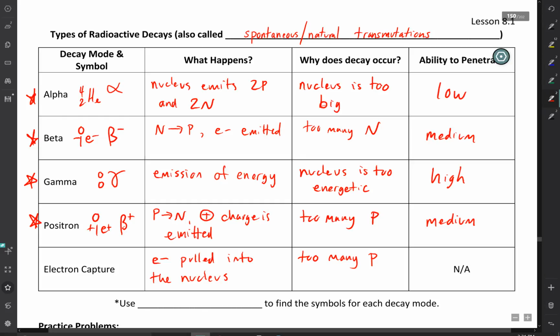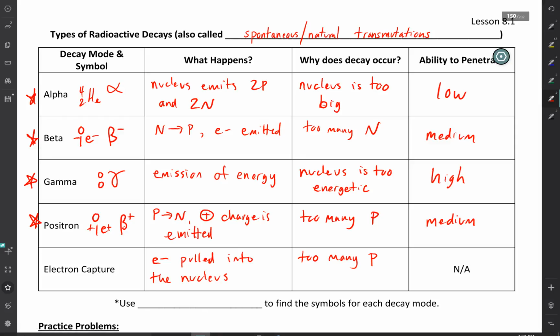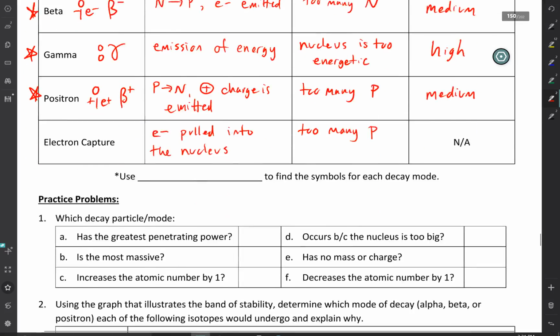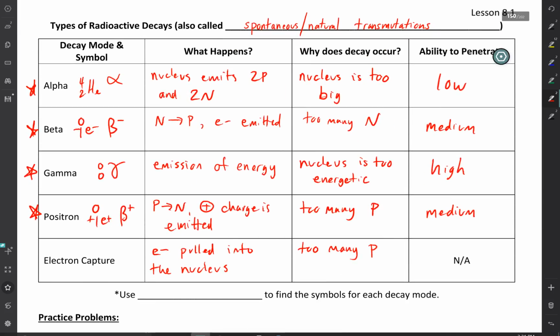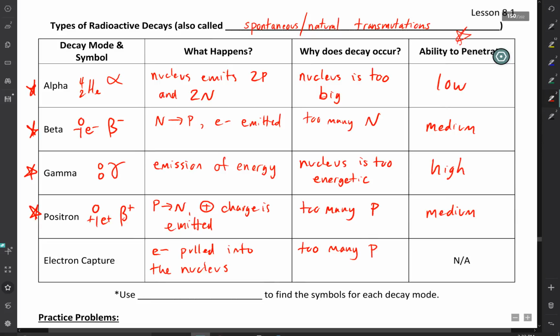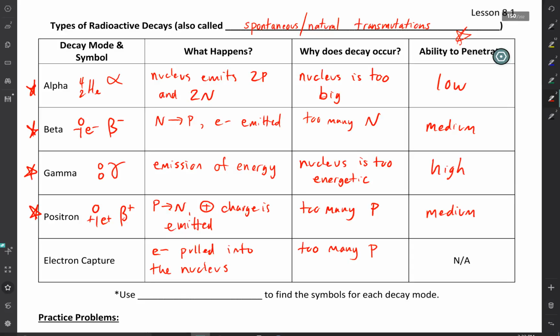In this case, we're not going to see any emission particles, so we don't really have to worry about electron capture being able to penetrate. Okay, there are some practice problems as always. I would really encourage you to get familiar with alpha, beta, gamma, and positron decay. Know your ability to penetrate, and we're going to be building on this tomorrow. We're going to talk about actual decay equations and how to write them using our different decay modes.